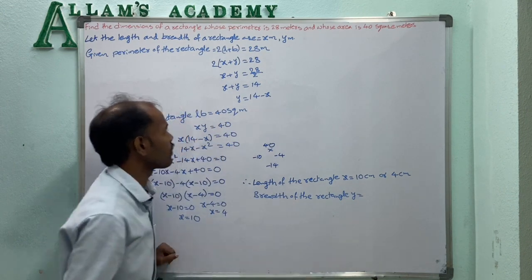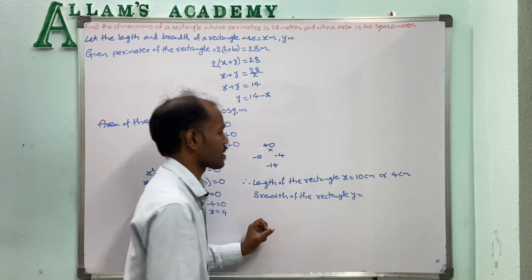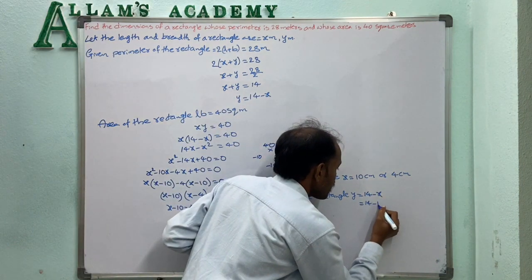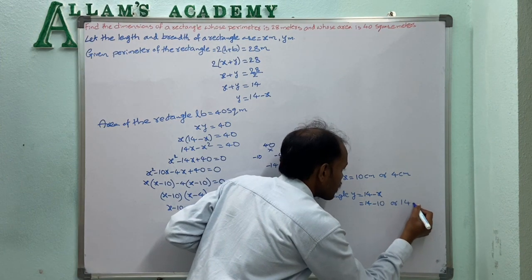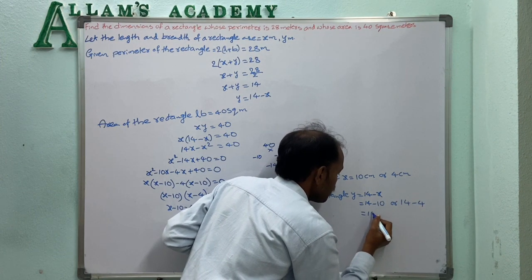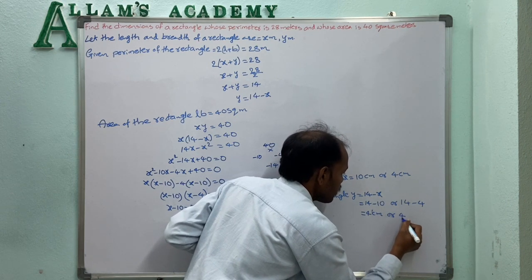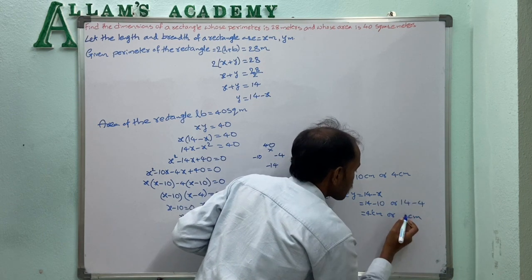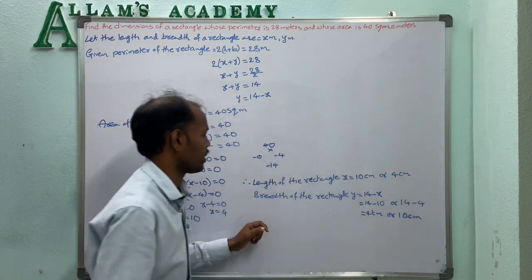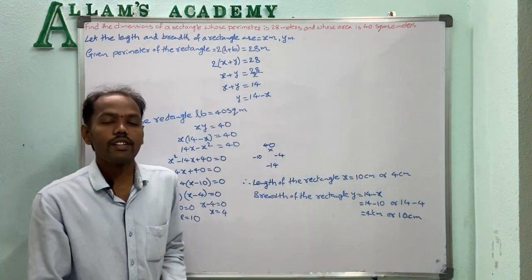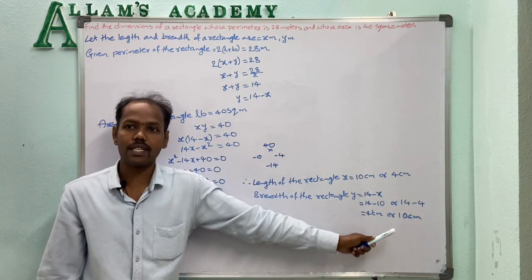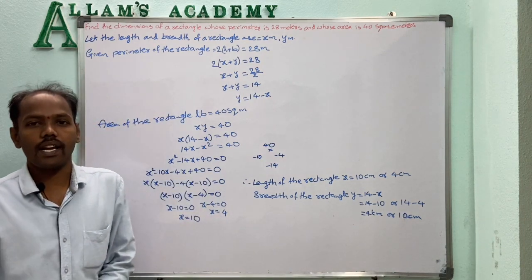Y is nothing but 14 minus x. That means either 14 minus 10, otherwise 14 minus 4. 14 minus 10 means 4, 14 minus 4 means 10. So either 4 centimeters, otherwise 10 centimeters is the breadth of the rectangle. If length is 10, then breadth is 4. If length is 4, then breadth is 10 centimeters.